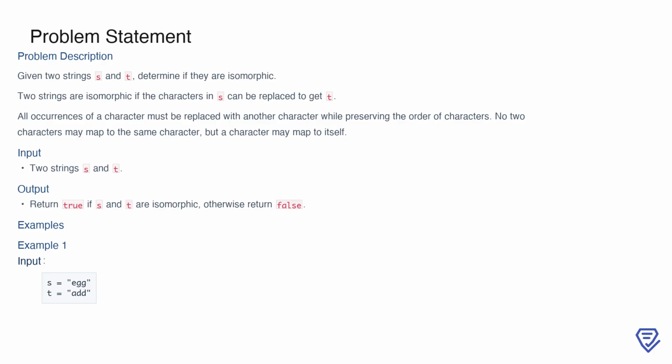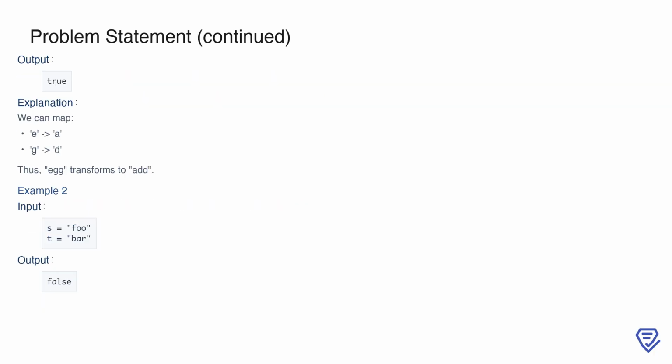To make this clearer, let's dive into some examples, starting with the case where S is egg and T is add. For the input strings S equals egg and T equals add, the output is true. This is because the characters in S can be mapped to the characters in T as follows: the character E maps to A, and the character G maps to D. Since G appears twice in S, it consistently maps to D in T. This consistent one-to-one mapping ensures the strings are isomorphic.